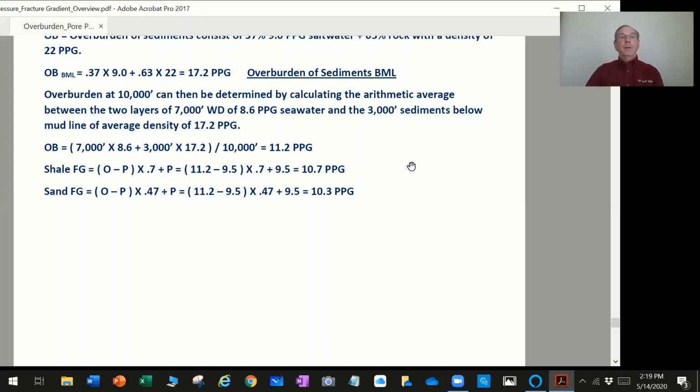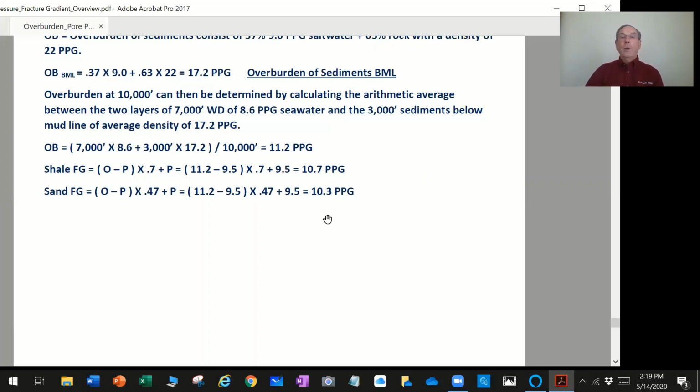And then the sand fracture gradient, likewise, we take the difference between the effective stress, which is overburden minus pore pressure, times the stress coefficient for sand, which is 0.47, add it back to the pore pressure, and that gives us this value here: 11.2 of overburden minus 9.5 pore pressure times the stress coefficient of 0.47, adding it back to the pore pressure of 9.5 gives us a sand fracture gradient of 10.3 pounds per gallon.